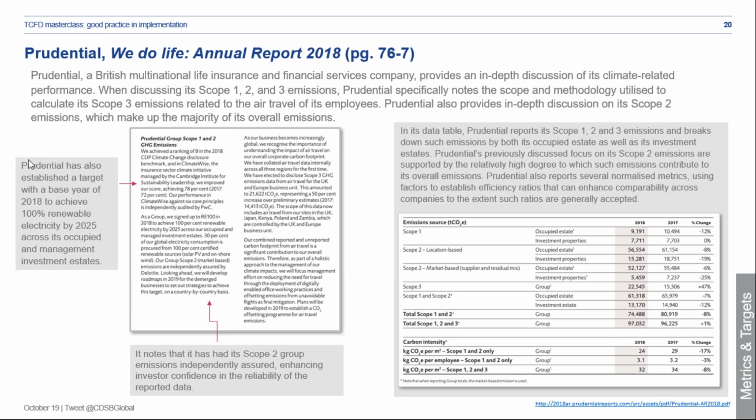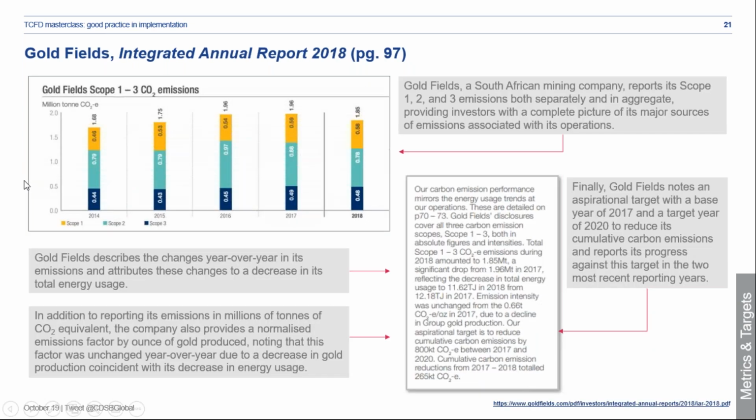On the next slide, we'll look at another example from metrics and targets, and this time we'll look at Gold Fields, which is a South African mining company. Looking in the top left, you can see the figure that's shown there, and this includes the company's Scope 1, Scope 2, and Scope 3 emissions. The table is nice in that it allows you to see the distribution of its emissions across its direct and indirect emissions, as well as its aggregate emissions year over year.